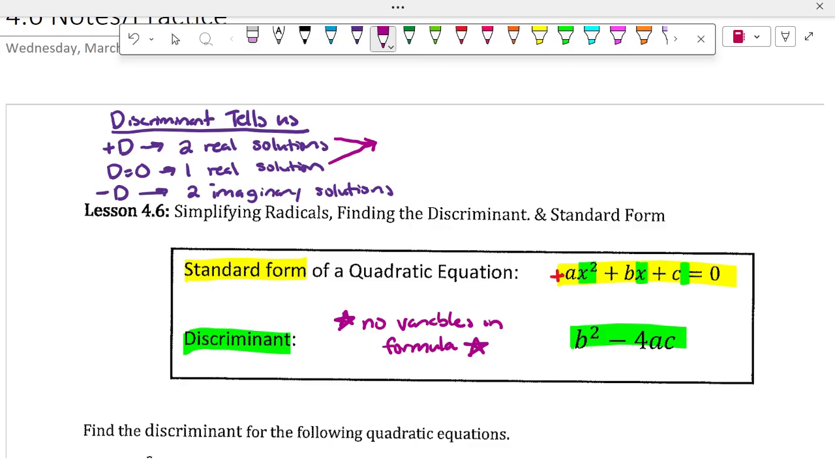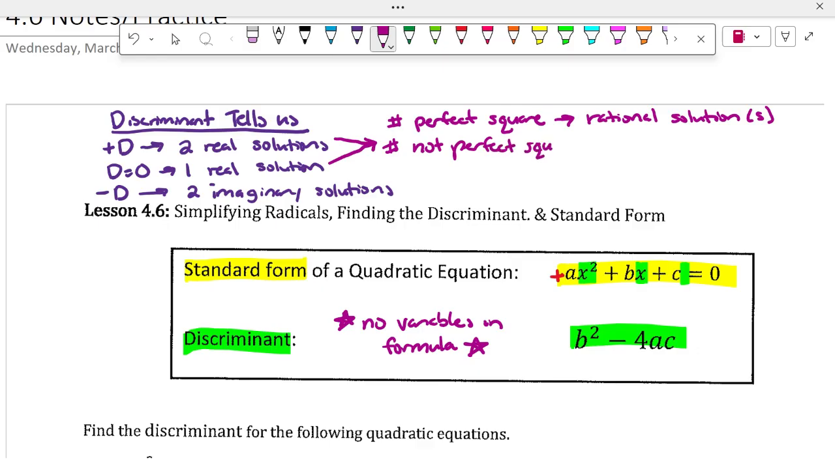So if the number that's the discriminant is a perfect square, so 1, 4, 9, 16, etc., if it's a perfect square, that means we have rational solutions. Solution or solutions, depending. And if the number is not a perfect square, your answer should be irrational.